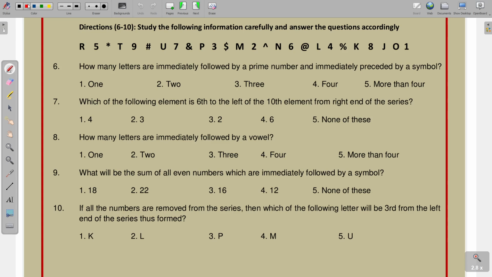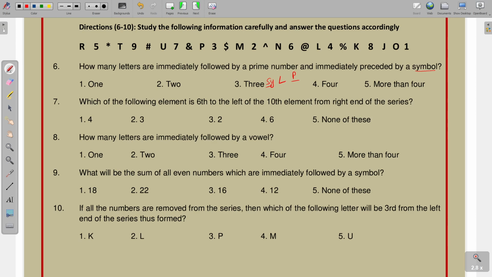Study the following information carefully and answer the questions accordingly. So, see question number 6. How many letters are immediately followed by a prime number and immediately preceded by a symbol? So, immediately preceded by a symbol, letter and prime number. We need to find this combination.